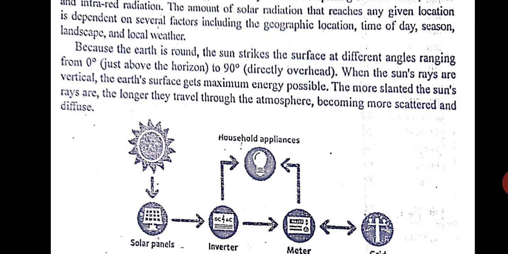Now let us see one more thing about solar light. Because the Earth is round, the sun strikes the surface at different angles ranging from 0 degrees, that is at the horizon, to 90 degrees, that is directly overhead. Zero degree is like the x-axis horizon and 90 degrees is directly overhead. So when the sun rays are vertical overhead, the Earth gets the maximum possible energy, and when they are slanted, the sun rays have to travel longer, and that is why they are scattered and diffuse.